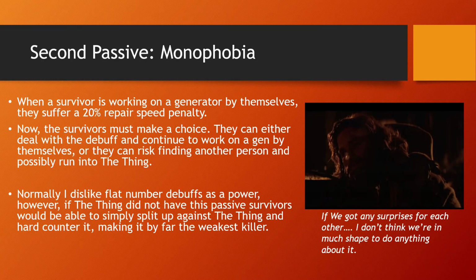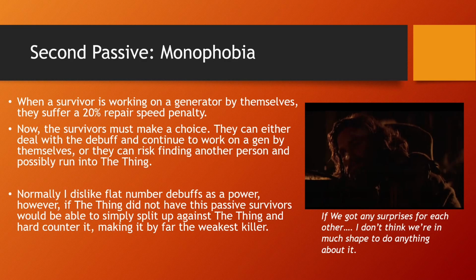So the way it works is when a survivor is working on a generator by themselves, they suffer a 20% repair speed penalty. Now, I don't like just flat number debuffs as a power. I think it's boring as hell. I hated Forever Freddy. I thought it was probably the worst designed killer in the game. Way back, original Freddy, that could have been interesting, right? Back when he pulled you into the dream world and you had to wake up because you suffered a 50% repair penalty. That was interesting because it had ways to counter it, but Forever Freddy, that sucked. I hated Forever Freddy, so I wouldn't normally do this, but this is the only way I can think of to force survivors to group up.